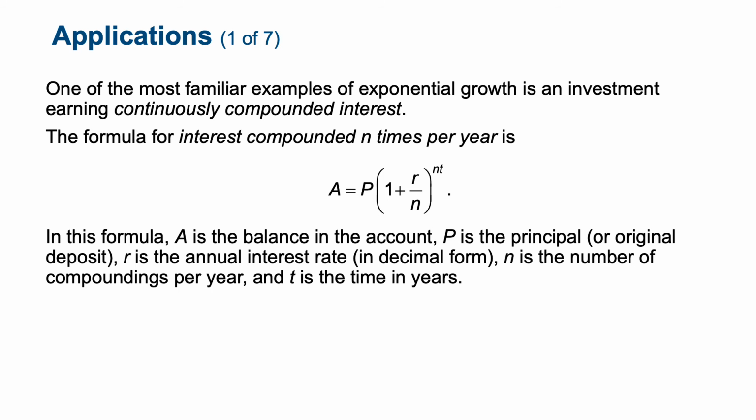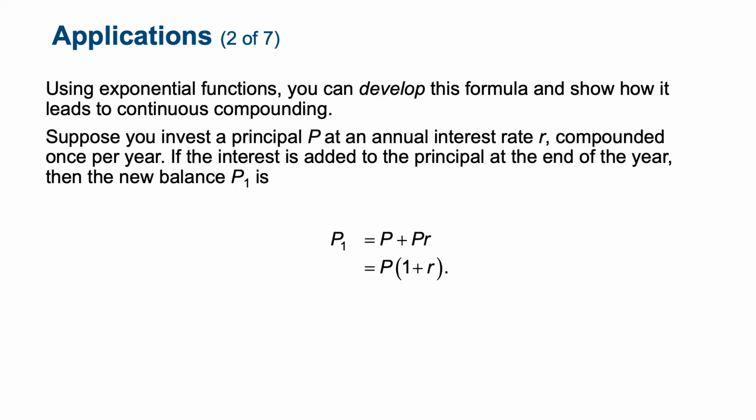continuously compounded interest. So first of all, in general, the formula for interest compounded n times per year is this here: A equals P times the quantity 1 plus r over n, to the nt, where A is the balance in the account, P is the principal, the original deposit, r is the annual interest rate, n is the number of compoundings per year, and t is the time in years.